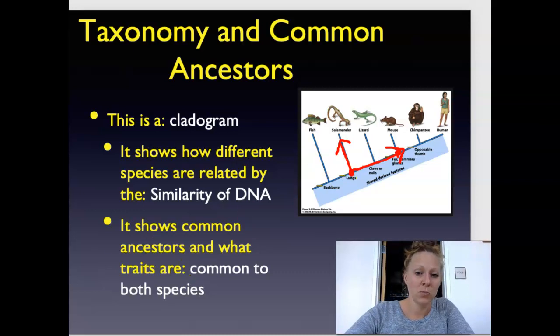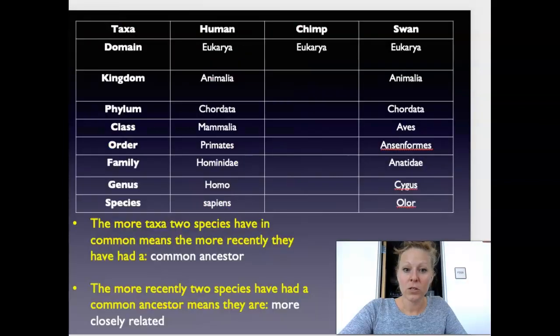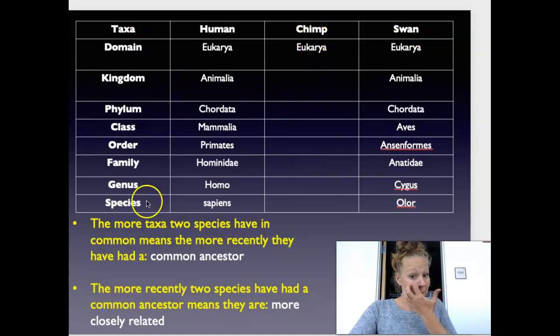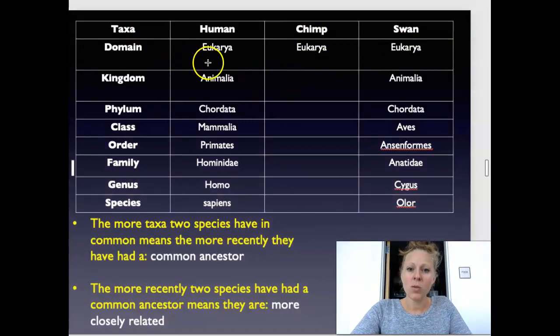All right, let's move on to the next one. Let's talk about humans. We have the taxonomy of humans, of chimps and swans. So we're going to fill in the information for a chimpanzee. Let me get my pen back. We can see that humans, chimps, and swans are all composed of eukaryotic cells, so they're in the domain Eukarya. They're also all animals, so they're all in the kingdom Animalia. And so here we can put for a chimp that we are animals.